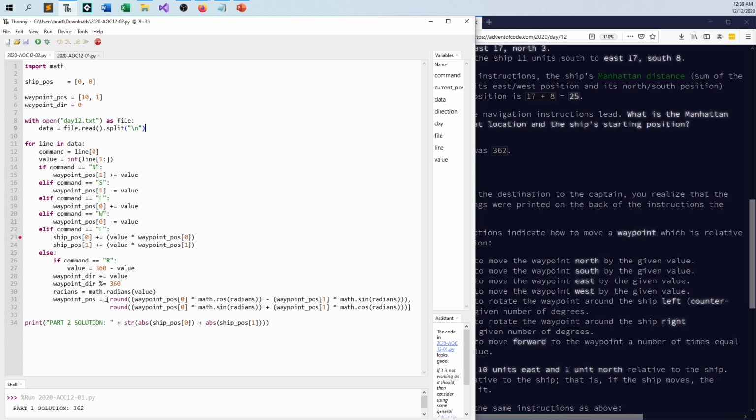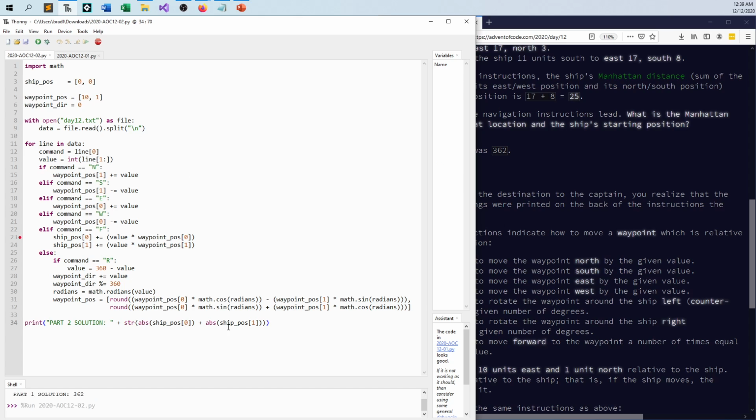I'm not going to go into this discussion. Just look up a 2D transformation matrix if you're interested in figuring out how I can take a point in space and rotate it around the origin a certain number of degrees, or in this case, a certain number of radians. And then that fixes up the waypoint positioning. And then again, we're just going through over and over and over again.